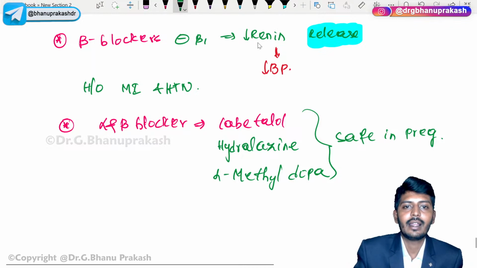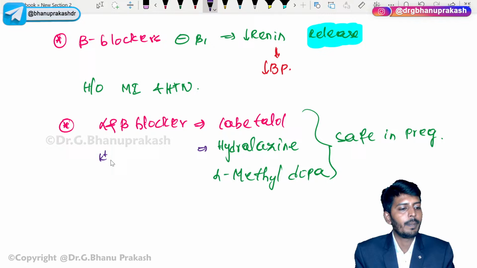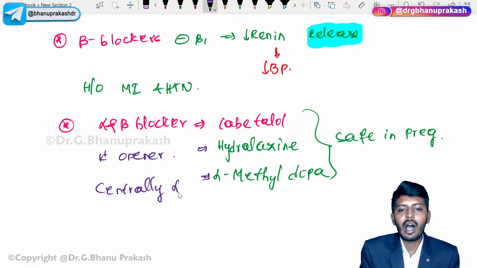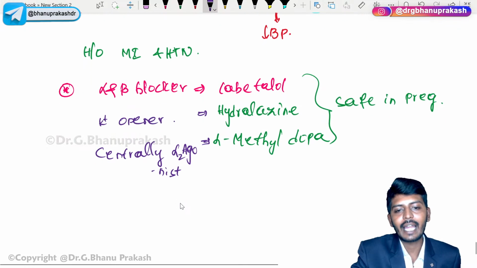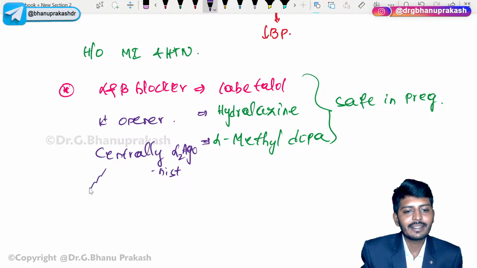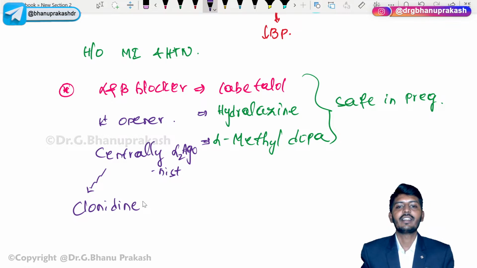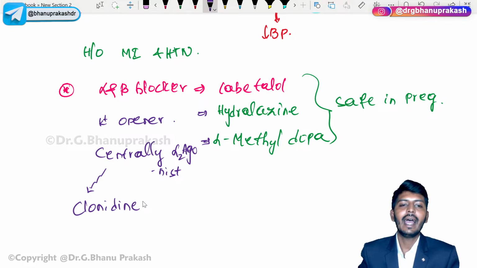Sir, how does hydralazine work? Hydralazine, my dear students, is actually a potassium channel opener. Alpha methyldopa is a centrally acting alpha 2 agonist. It stimulates the alpha 2 receptor and is used in the treatment of hypertension. We have another centrally acting alpha 2 agonist, clonidine, but it is not safe in pregnancy. The safe drugs in pregnancy are three: labetalol, alpha methyldopa and hydralazine.